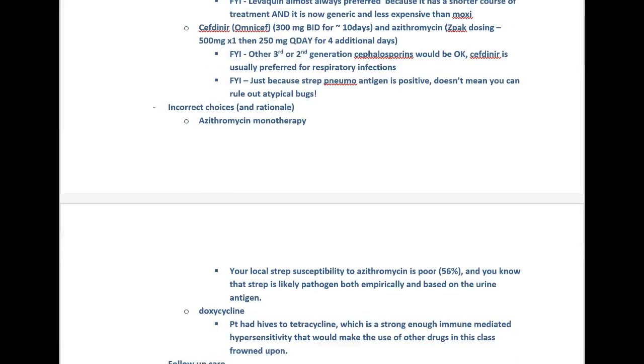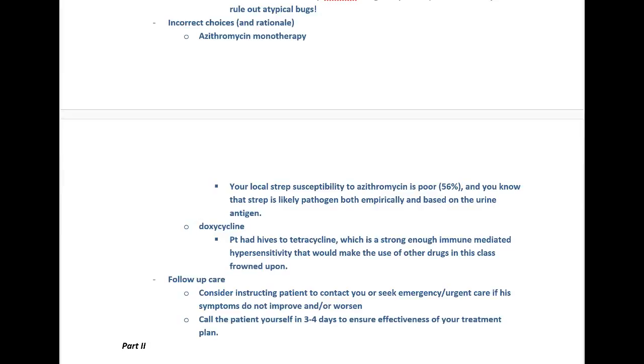Incorrect choices: azithromycin. Your local strep susceptibility is poor, so you know that even if I didn't give you the urine antigen, you would still want to cover strep pneumo. So we want to ignore azithromycin as a monotherapy. It's not a correct choice.